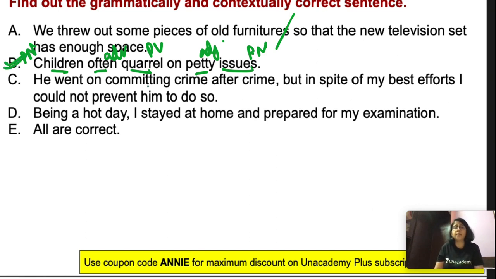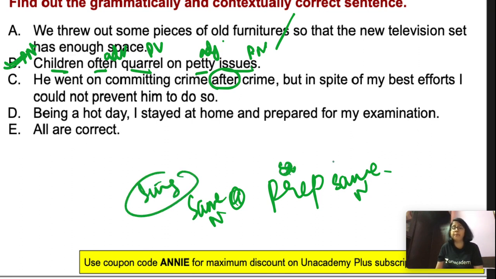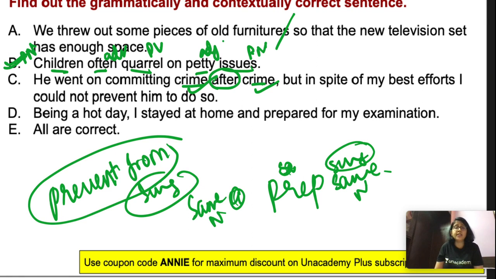Next, he went on committing crime after crime. So here preposition is used. Whenever preposition is used between two same nouns, you have to keep both the nouns in the singular form. Both the nouns have to be kept in the singular form. So here both the nouns are in singular form, correct. Crime after crime, but in spite of my best efforts, I could not prevent him to do so. Now, prevent always takes the preposition from. Prevent from. So, to is incorrect over here. Could not prevent him from. And after from, you have to use ing form of verb. So, prevent him from doing so.